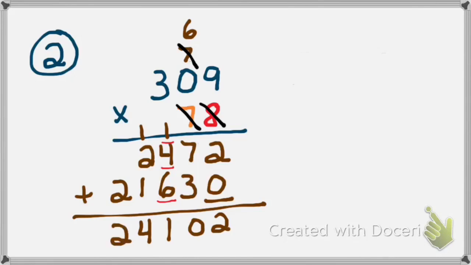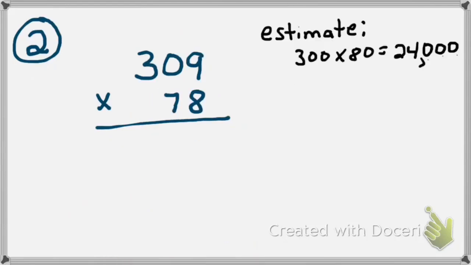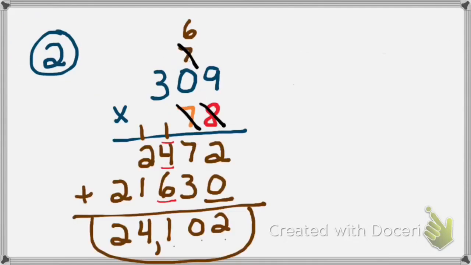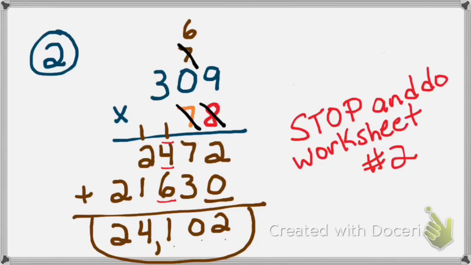Done adding, so let's count backwards to put my comma in. 1, 2, 3, comma. Final answer, 24,102. Go back to my original estimate, and I estimated that my answer should be about 24,000. So my actual answer of 24,102 is certainly a reasonable answer. I think I got it correct. Please stop the video and complete worksheet number 2.